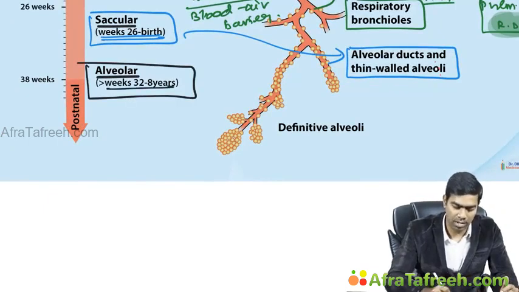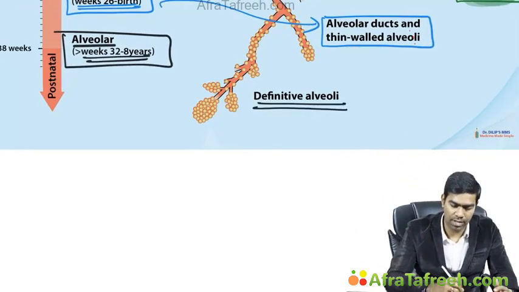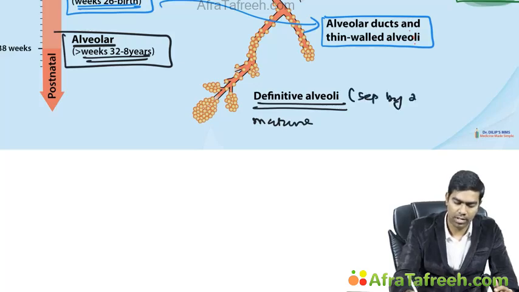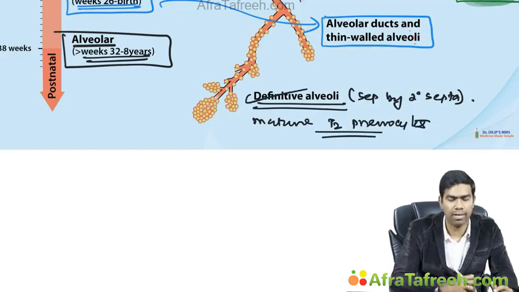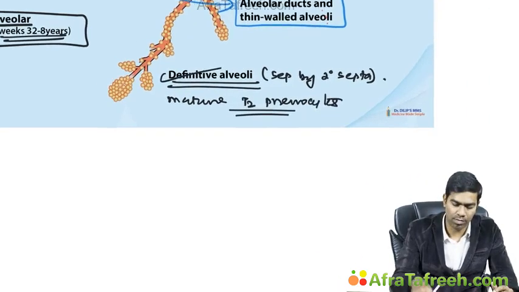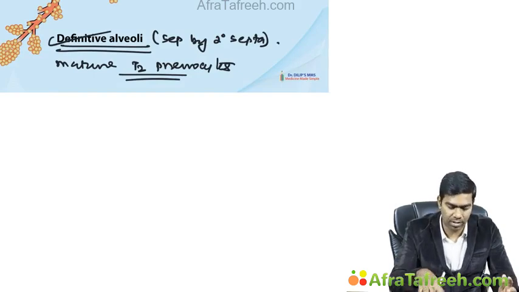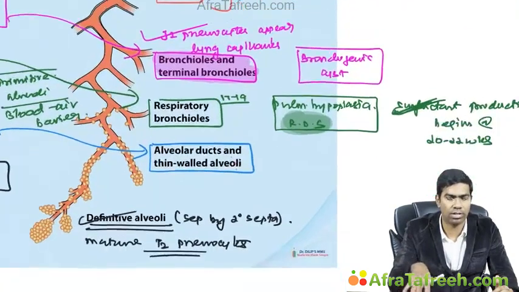The alveolar period typically lasts from birth until 8 years of age, when they form definitive alveoli. Definitive alveoli means they are separated by secondary septa, and they will be mostly thick-walled. You also get the mature type 2 pneumocyte. The final full maturation of type 2 pneumocytes takes approximately 8 years of life. During this period, again, there is nothing very significant, so you do not get many congenital lung disorders. So the first three disorders are very important to understand.